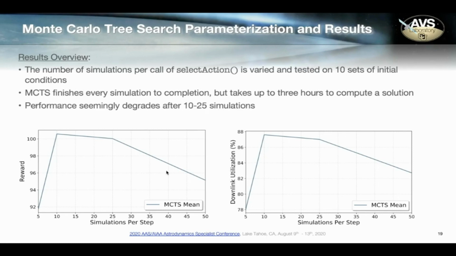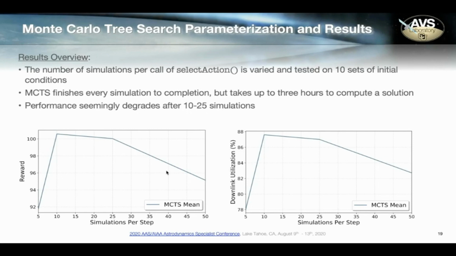Performance seemingly degrades after 10 to 25 simulations per step. This is likely due to the fact that the exploration is generating suboptimal Q estimates, and some might be closer to the optimal Q value than others. Some might be higher than others that maybe shouldn't be. So suboptimal actions are selected. But in the end, this comes out to about a 5% performance difference, which I'm not too worried about.